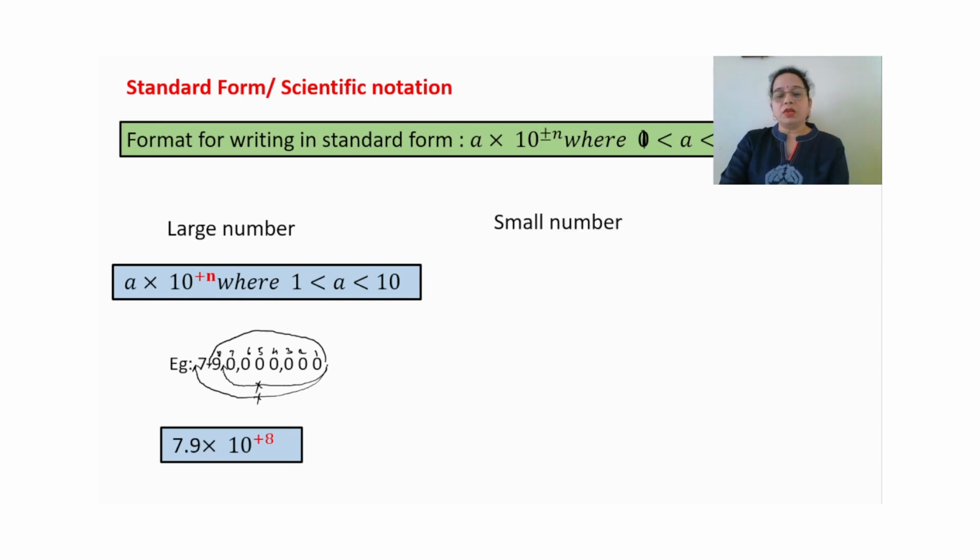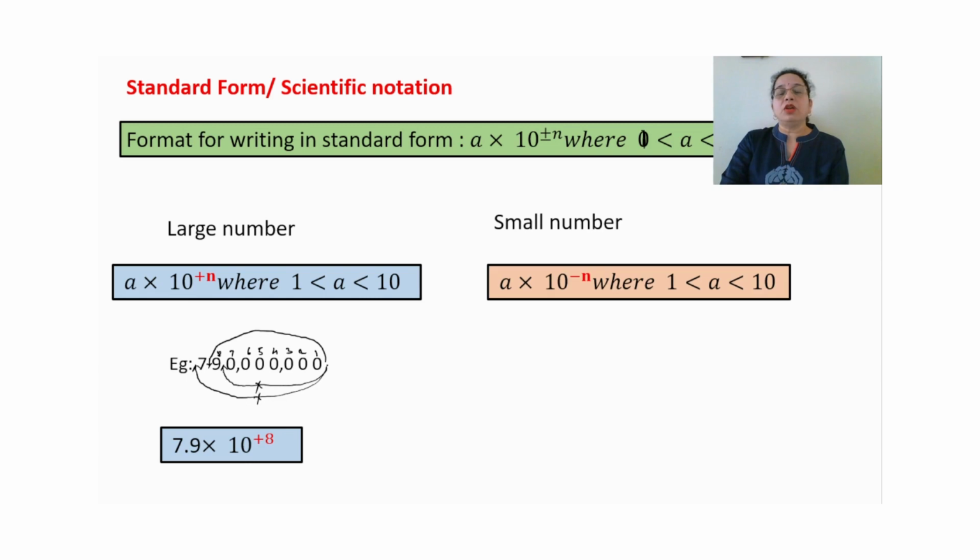Now we will talk about a small number. A small number means your power will be negative. This is your very small number. So again you need to shift this decimal. If I shift this decimal here, your value of a will be 61. That is very large. So this is not possible.